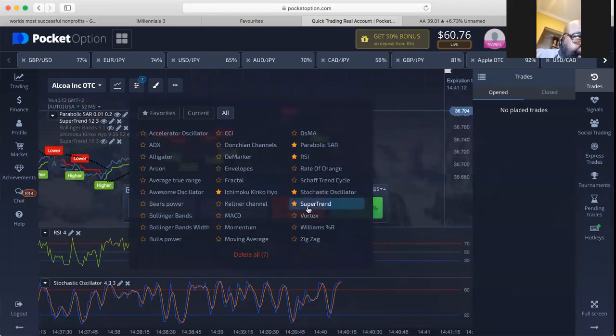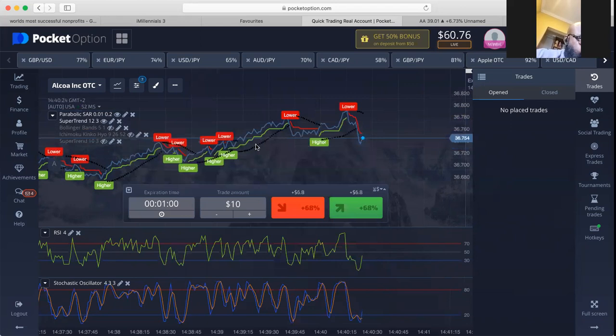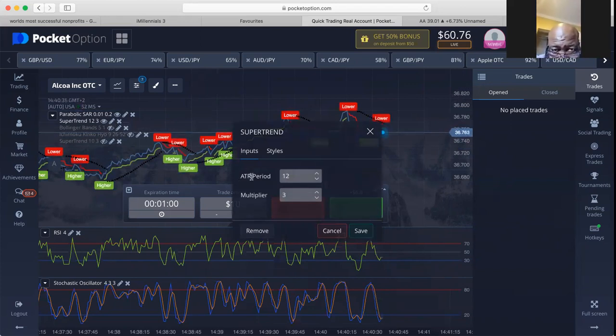Go to your, what do you call it, and put the super trend on. Click it. I did. Star it, and then put the settings for it. What's the setting again? Look at the screen. The ATR is 12. The multiplier is 3. The style is red for up, and then down is green.